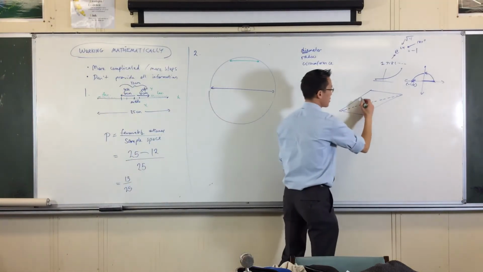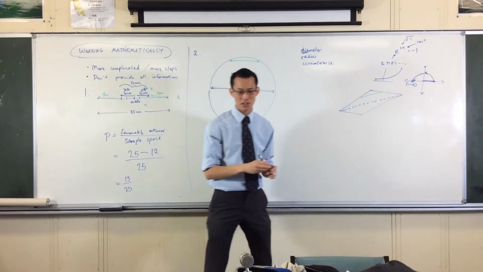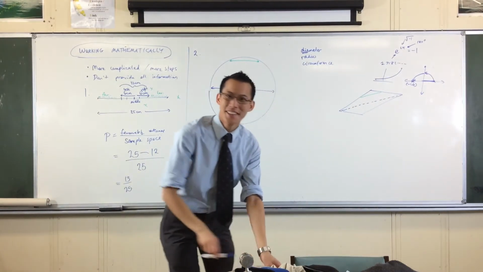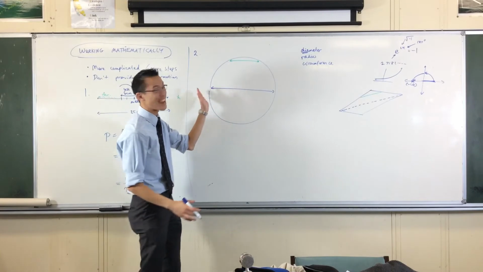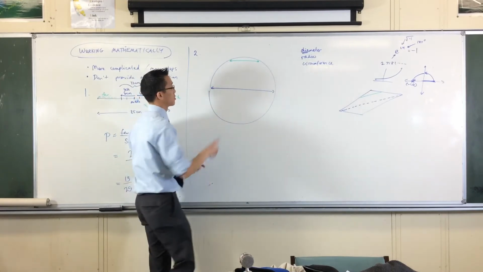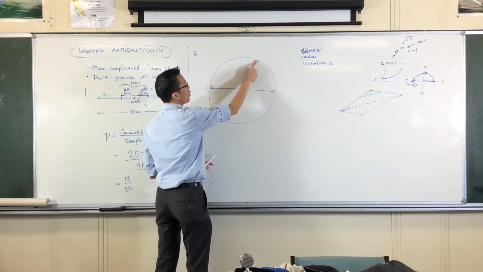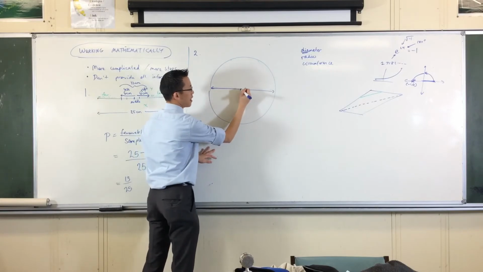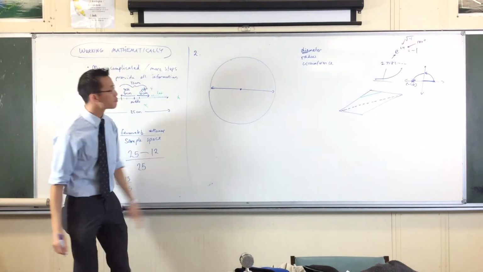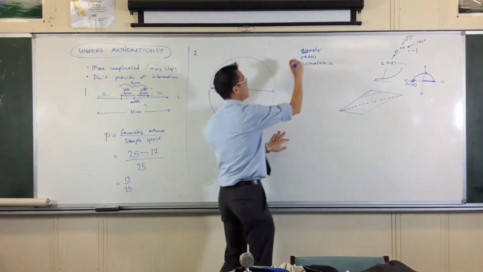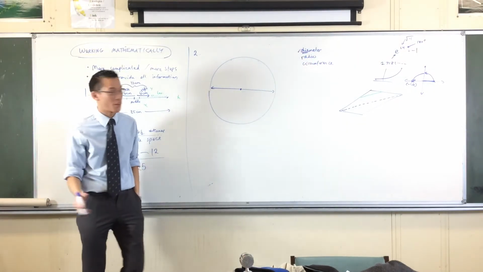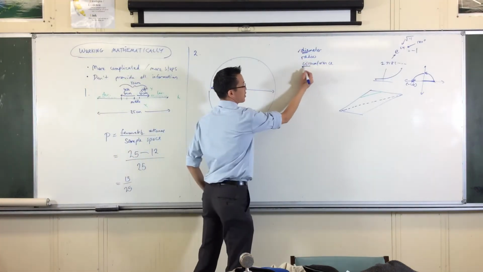Just like this, that's not a diagonal. That's just some random line, right? So a diagonal is all the way across. A diameter is all the way across, okay? To make sure it's all the way, it has to pass through the center. That's a diameter.